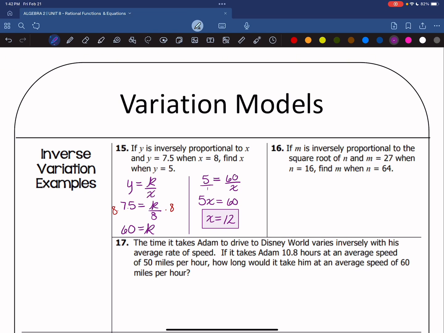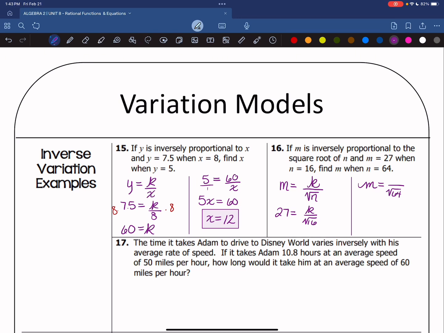Just a couple more. It says m is inversely proportional to the square root of n. It says that m is 27 when our n is 16. And we're going to figure out what's the m value when our n is 64. But in order to do that, we need to find our k value first.